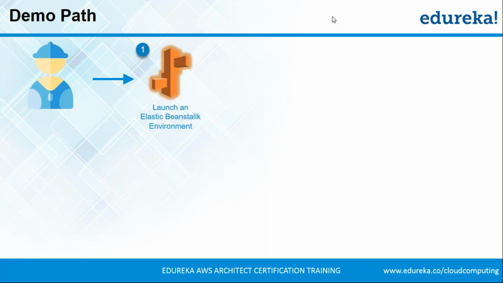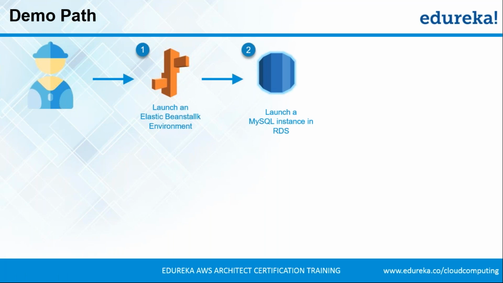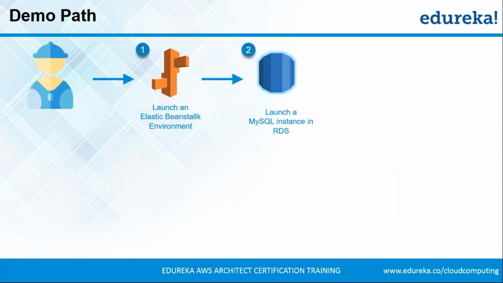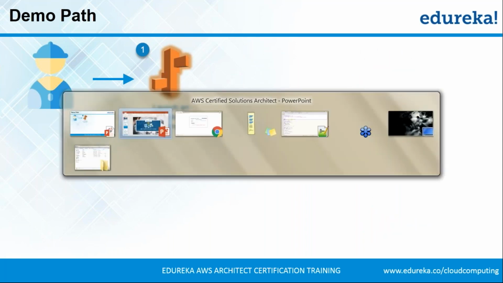Okay. So first we'll be launching an Elastic Beanstalk environment. Once we have launched the Elastic Beanstalk environment, then we'll launch the MySQL instance in the RDS service. Then we'll be creating the required bucket in S3. So a bucket is basically the folder wherein our images will be stored. I have specified a particular name in my code which it will be interacting with for storing my images. All right, so we'll be putting in that name in S3 and then we'll be uploading our code to Elastic Beanstalk. So these are the steps that we're going to do. So let's go to step 1 first, which is launching an Elastic Beanstalk environment.